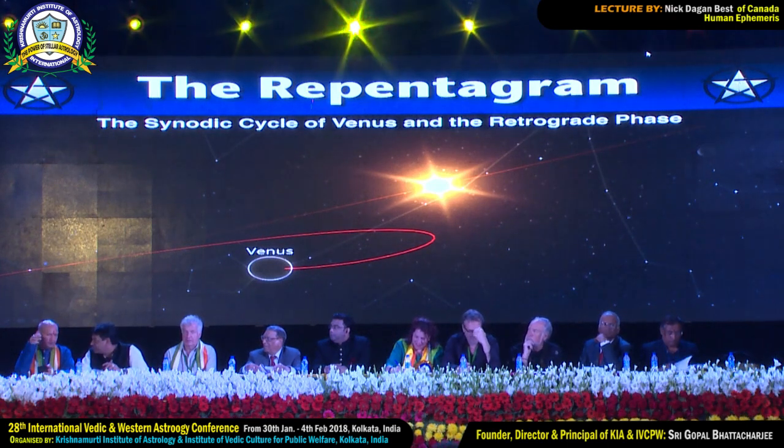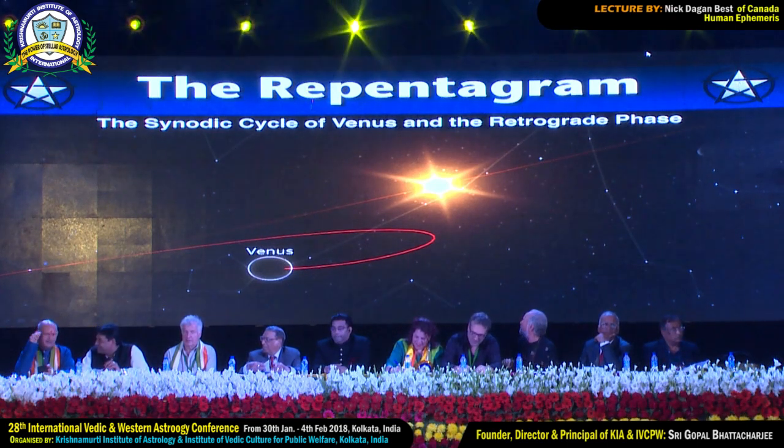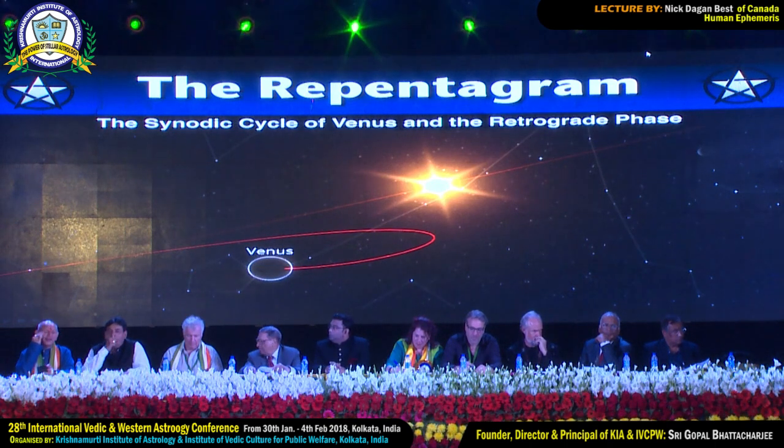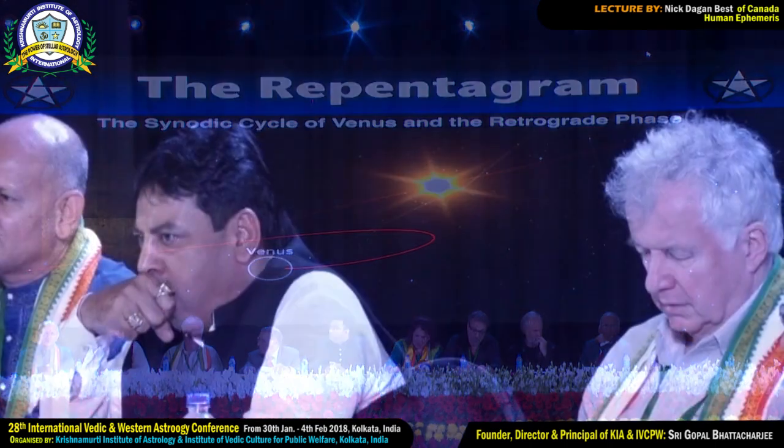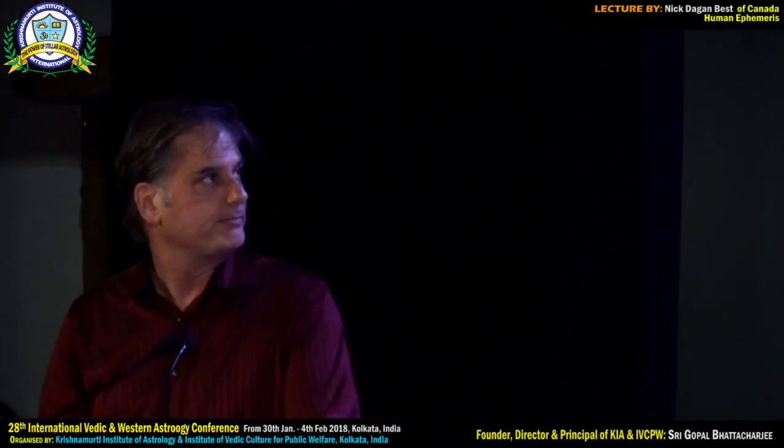My work here with the Venus synodic cycle: Julia's already explained the five-pointed star, how we have 5 of these retrogrades every 8 years. And what I've done is streamline the 8-year Venus synodic cycle into a new sort of 20-part division. I'll show it to you now.